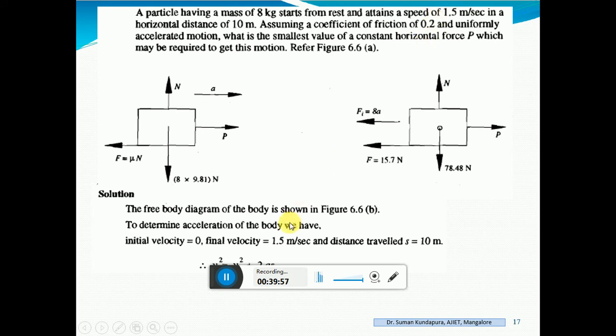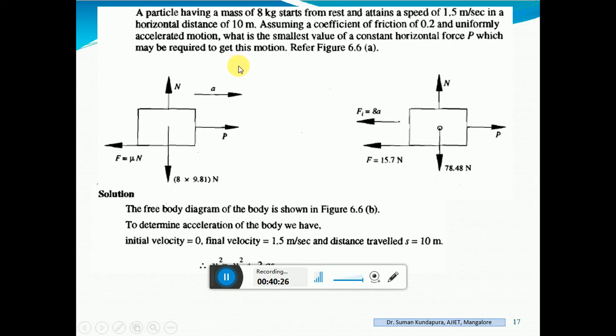From the equations of motion, we have v squared is equal to u squared plus 2as. Second equation of motion, v squared is equal to u squared plus 2as. So what is asked in the problem? What is asked is the smallest value of constant horizontal force P, which may be required to get this position.